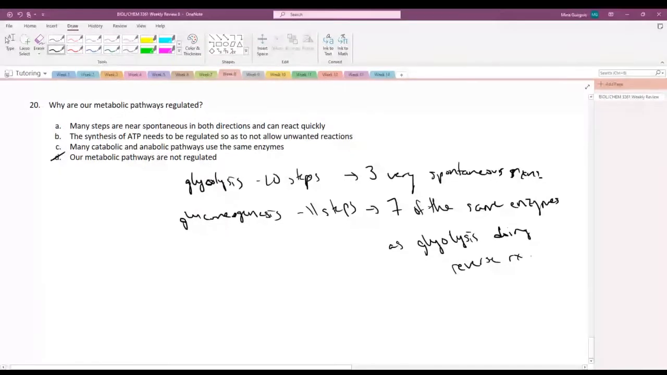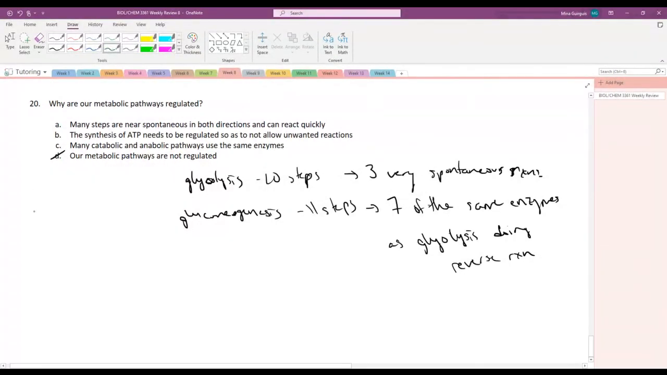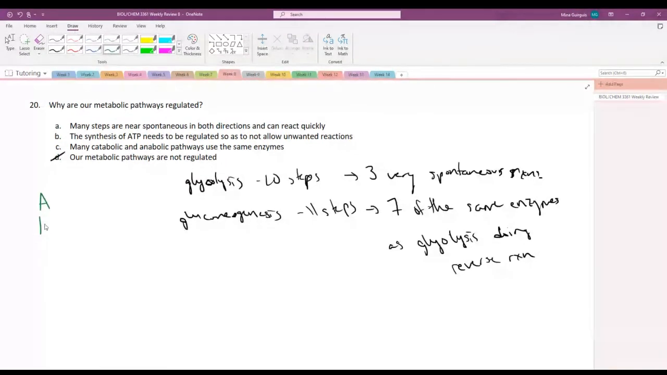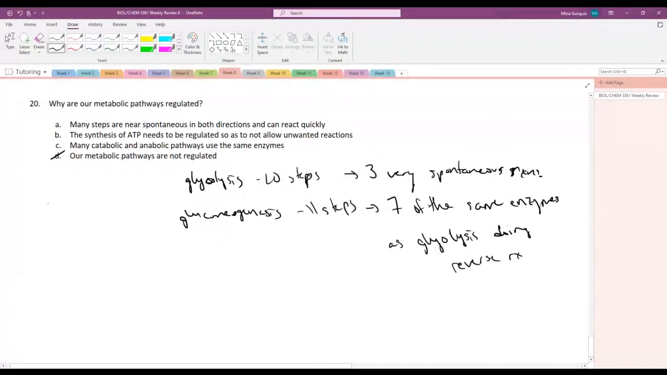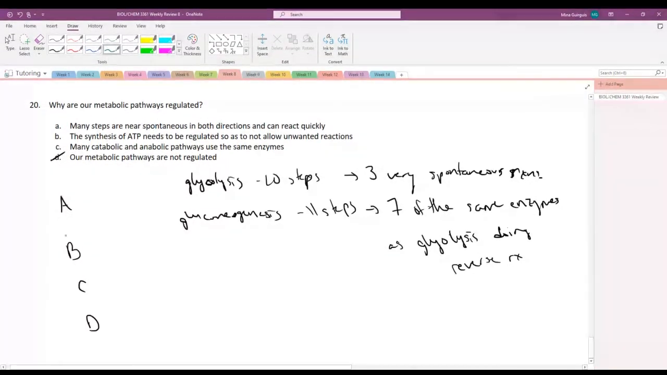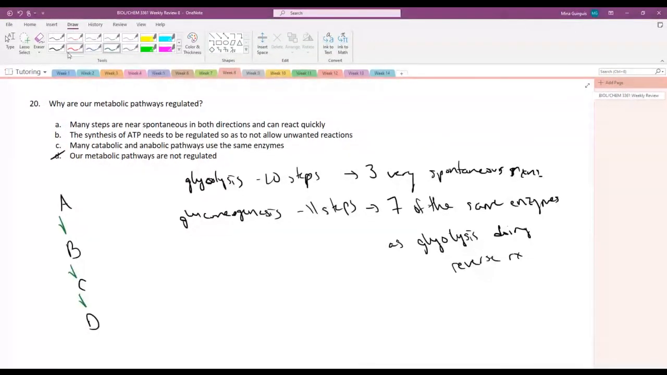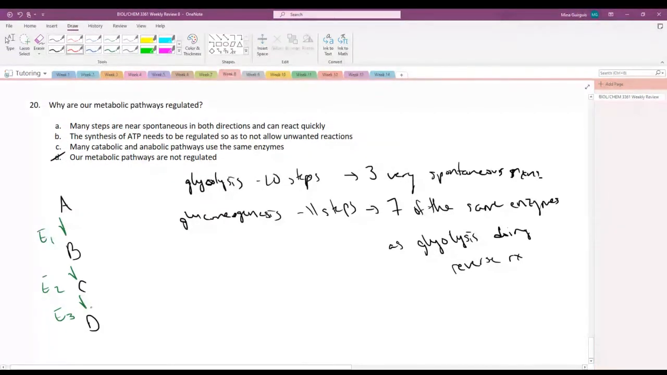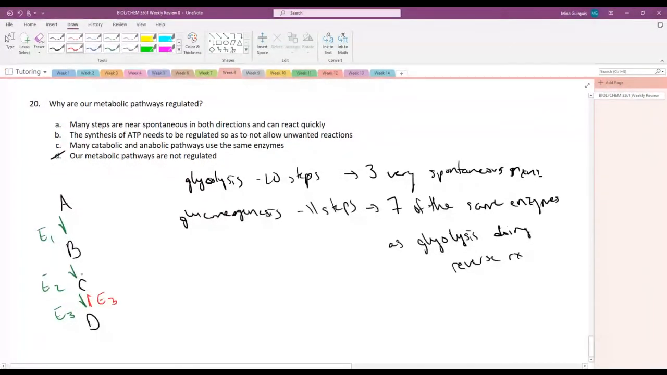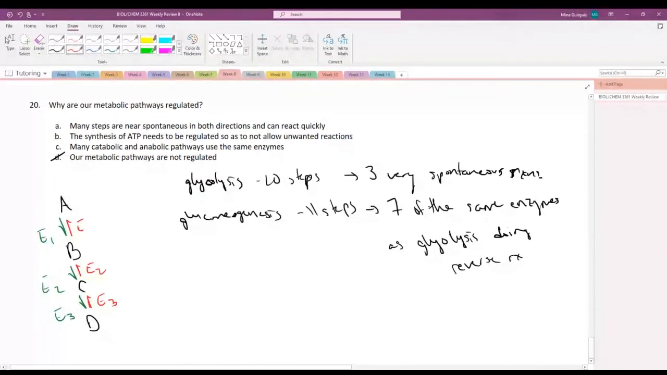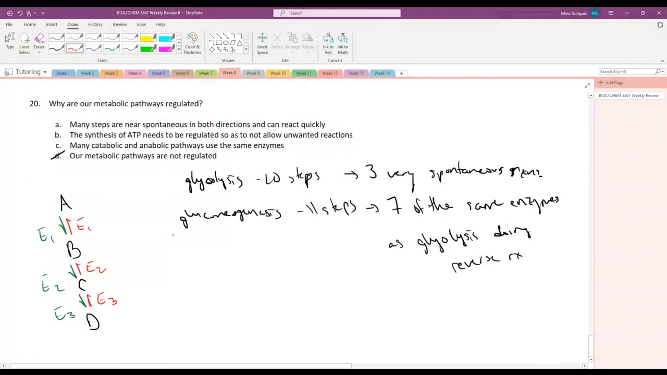In other words, if glycolysis is the green bit, so we have A to B to C to D. Glycolysis is the green. It's going forward, and it's using E1, E2, and E3. Well, gluconeogenesis can do the same thing using the same enzymes for most reactions. There are obviously some exceptions, and we're going to talk about those when we get to these two pathways, so that I'm not forcing you all to learn ahead.